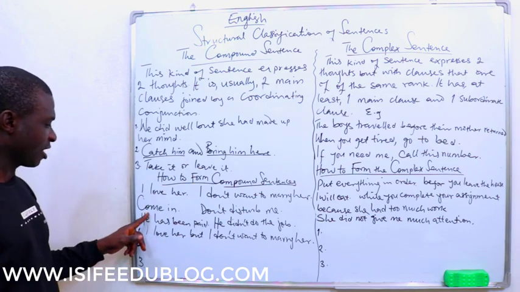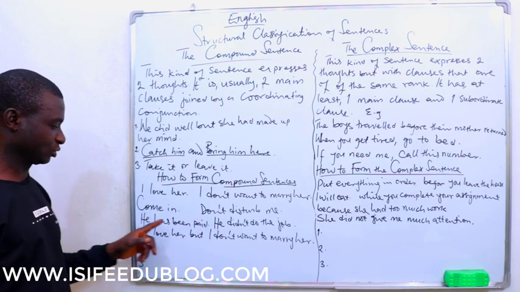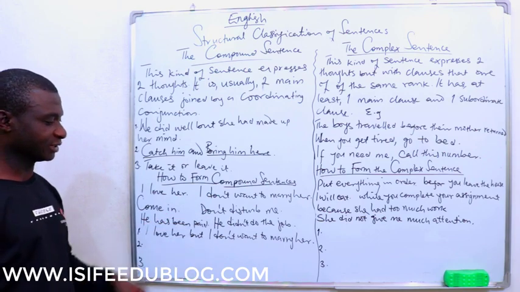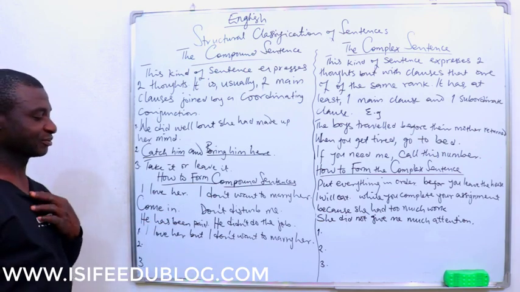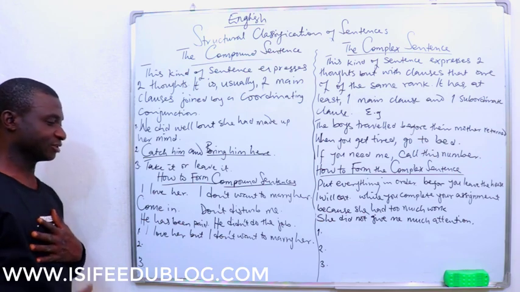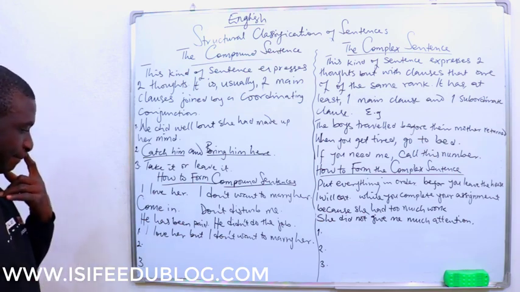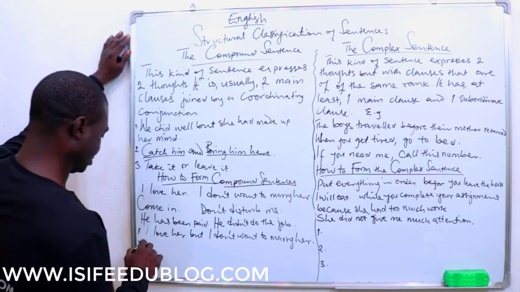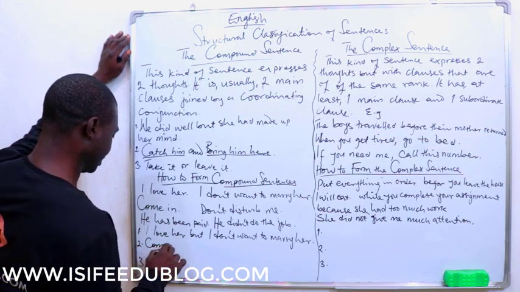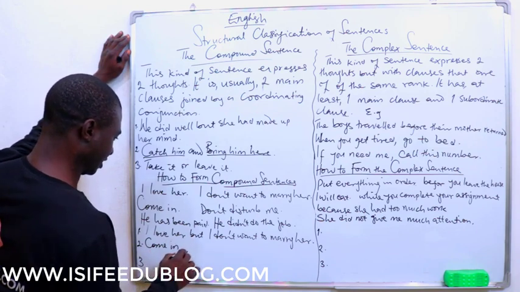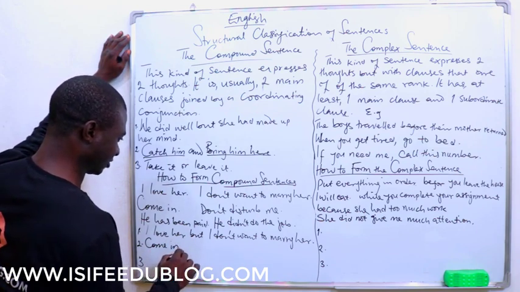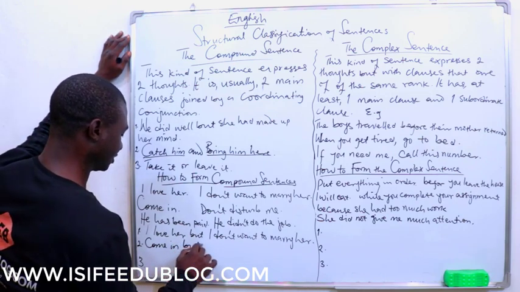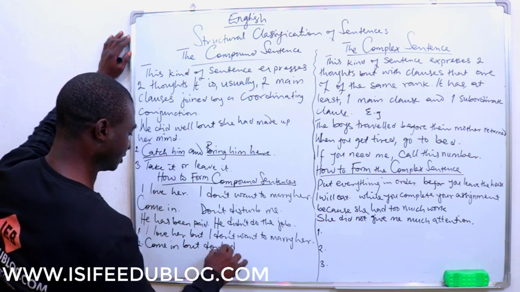Now, form a compound sentence using these two. The first sentence is come in. The second is don't disturb me. Come in. Don't disturb me. What do you think? Come in. I think but is the best word again. Don't you think so? Yes, but. Come in, but don't disturb me.